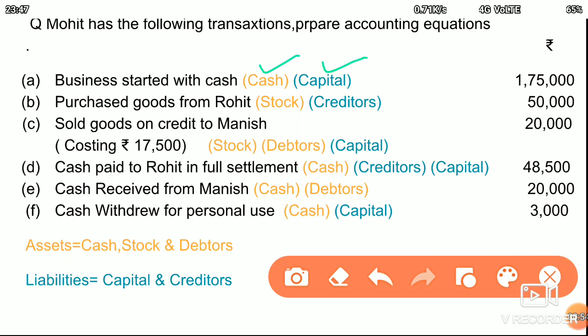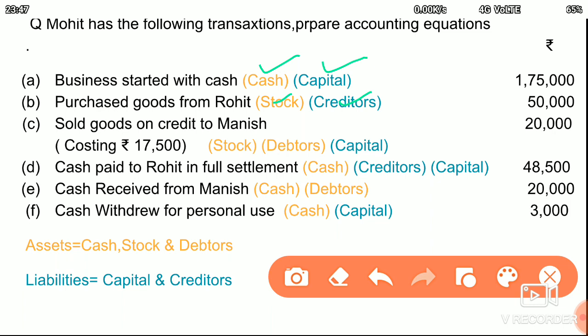Number B, purchase goods from Rohit. Now here the business is purchasing goods from Rohit. This is a credit transaction because the name Rohit is mentioned and the transaction is not clear about whether it is cash or credit. So since the name is mentioned, it is a credit transaction. In this case, the two accounts that will get affected will be stock account, which represents goods account, and the other account will be creditors account, since Rohit is a creditor of the organization.